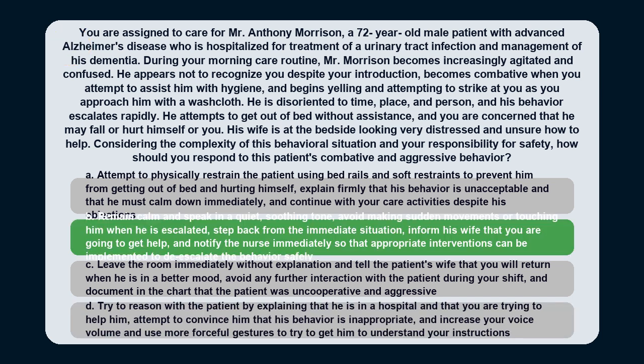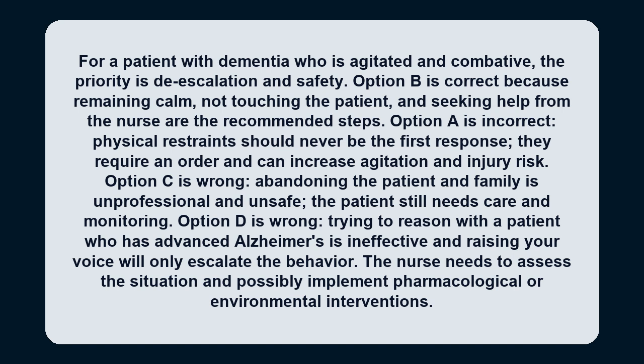The answer is B. For a patient with dementia who is agitated and combative, the priority is de-escalation and safety. Option B is correct because remaining calm, not touching the patient, and seeking help from the nurse are the recommended steps. Option A is incorrect. Physical restraints should never be the first response. They require an order and can increase agitation and injury risk.